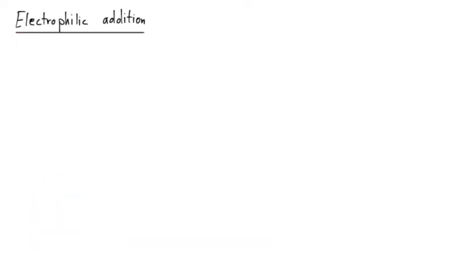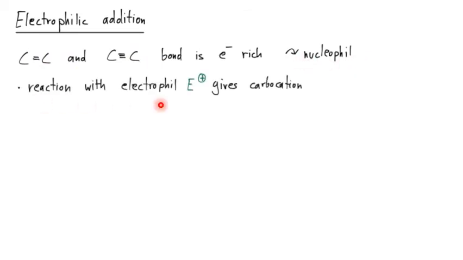So alkenes and alkynes undergo so-called electrophilic addition reactions. So no substitution and no elimination reaction, but electrophilic addition. So why is that? It is because the alkene and alkyne bond has very high electron density between the two carbons, and that makes it a nucleophile basically. So it can react with an electrophile, for instance a cation, to give a carbocation.